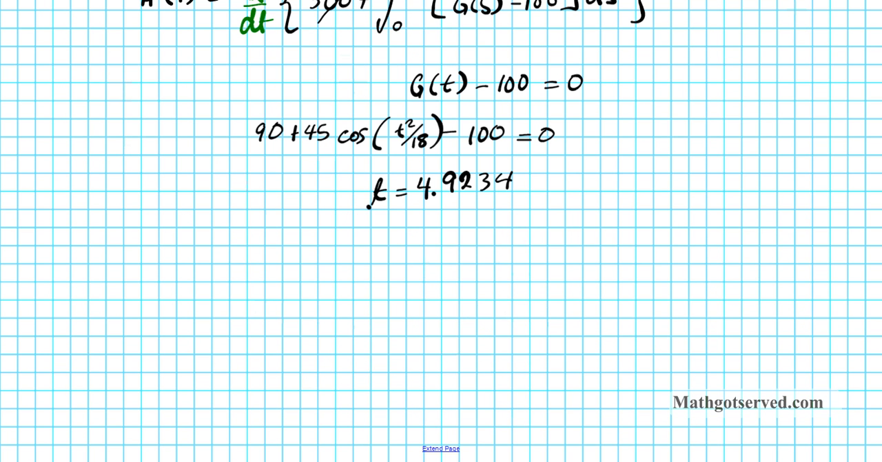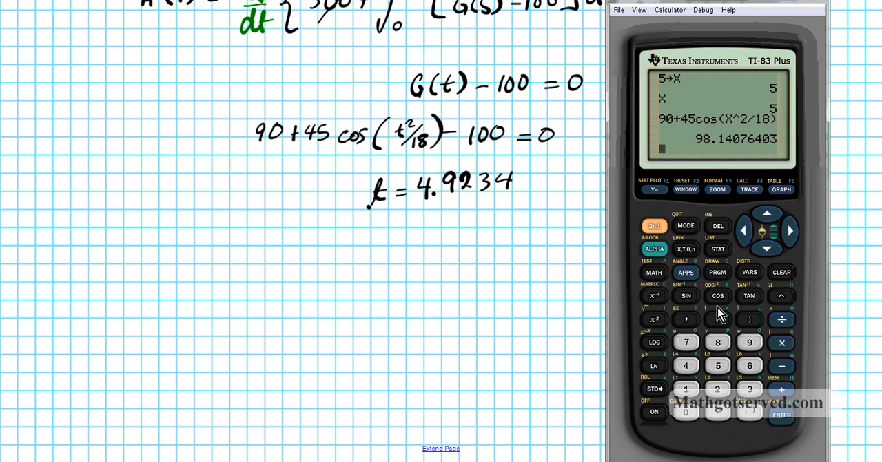The procedure for the TI-83 is exactly the same thing. You just press Y=, and then you enter the function. What's the function again? 90 plus 45 cosine x squared over 18 minus 100. Okay, let's make sure it's correct. Enter, graph.